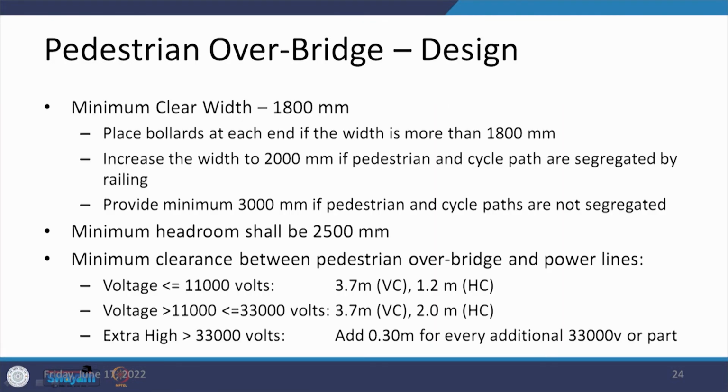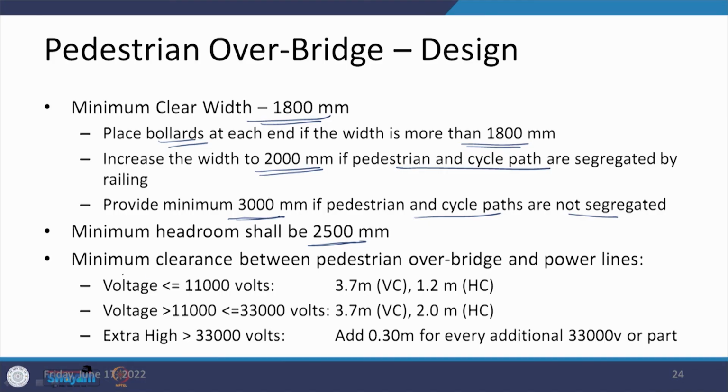Now, a few other things: the clear width should be 1800 mm. The bollards should be placed if the width is more than 1800 mm. In front of that, increase the width to 2000 mm if the pedestrian and cycle path are both segregated by railing, and provide a minimum of 3000 mm if they are not segregated. So, we are giving space to both types of users. Headroom is 2500 mm, that is the space between the floor and the top of the shelter being provided.